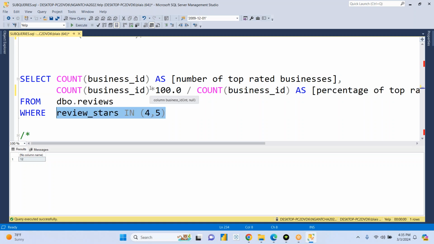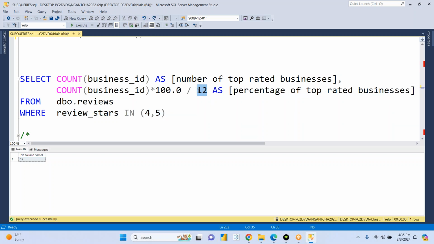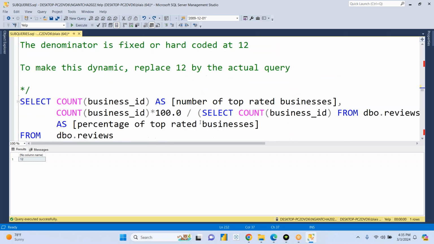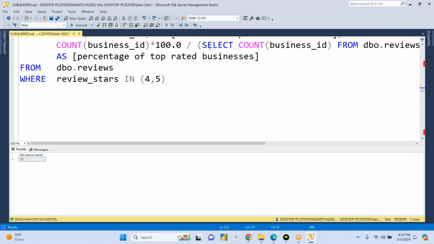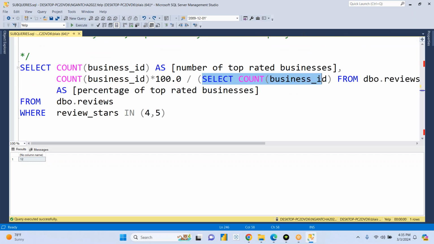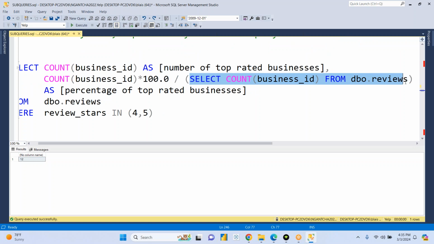So the problem in this question is to make sure that this denominator is not tied to this condition. It should always give you the total number of businesses that were reviewed. That's 12. That's the major issue. So that's why I started by showing you the hard-coded version. Then now transform this into a subquery. Now this is where the fun part begins. This is the total number of businesses that were reviewed. You see that this calculation does not involve a where clause. We are considering all the businesses that were reviewed in that table. Execute. That's how we get to 12.